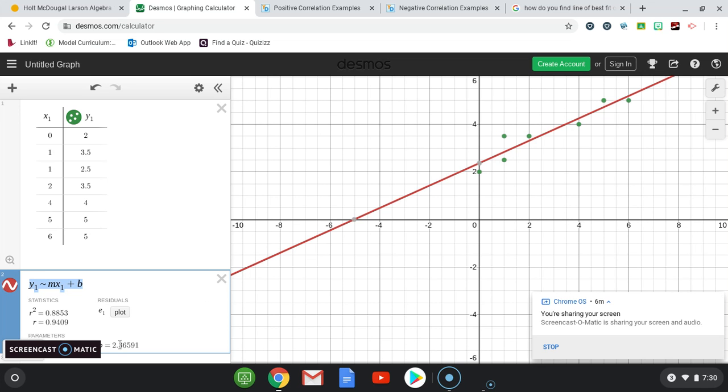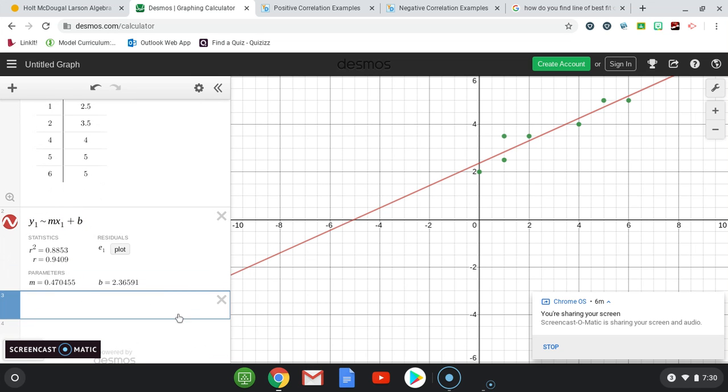Okay? Now, you can't see it here because my thing's in the way here, but I can move that up. So you can see it says parameters. M is equal to 0.470455. That would be the slope, right? And that's about 1/2. 0.47 is about 1/2.